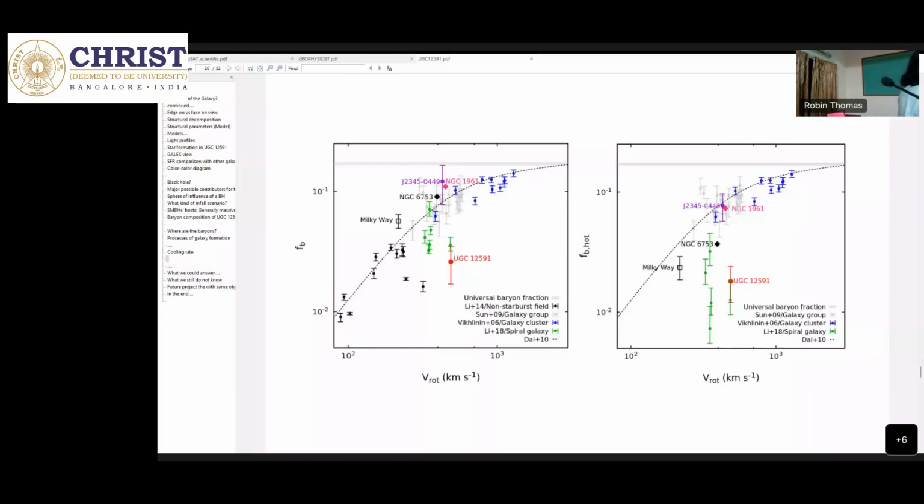It is also interesting that galaxy clusters and galaxy groups almost go towards the universal baryon fraction. So one possibility is that the gas has gone out beyond the virial radius, or in the first place it was outside the virial radius and never came within it. So that could be the problem.